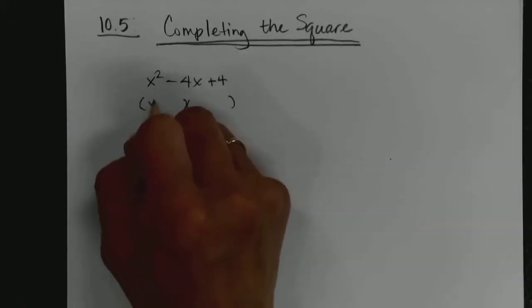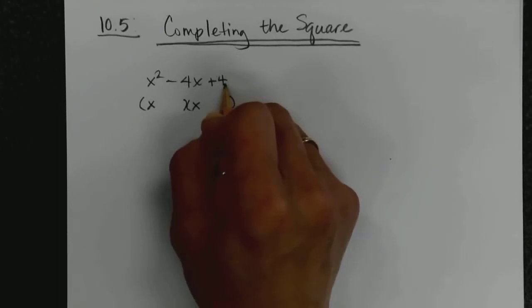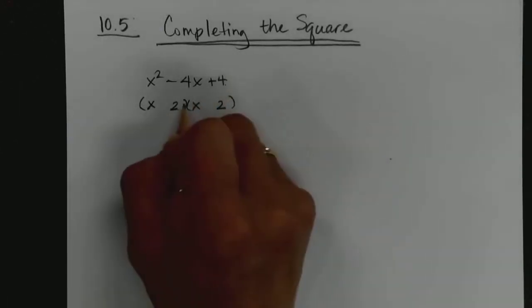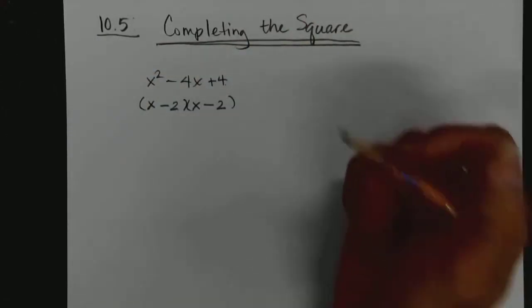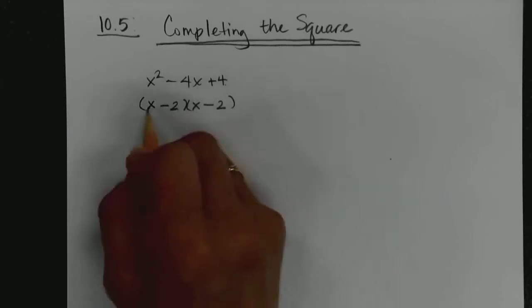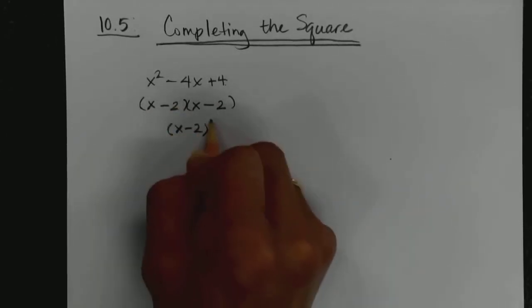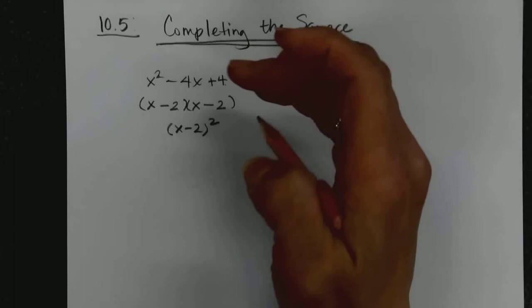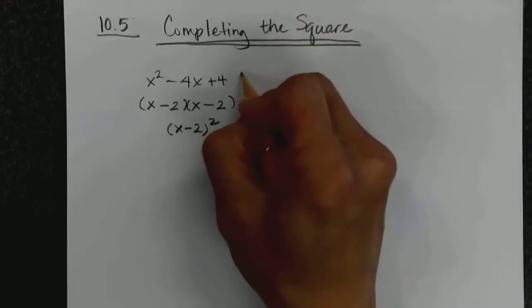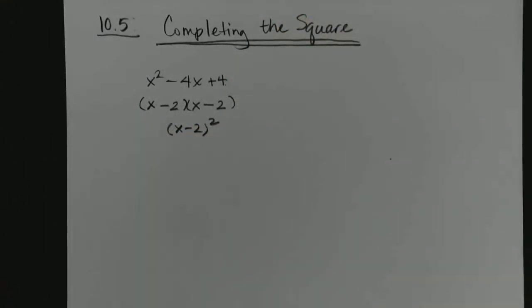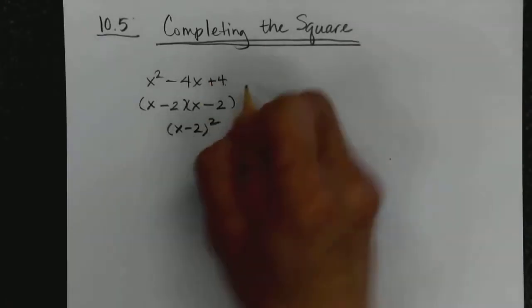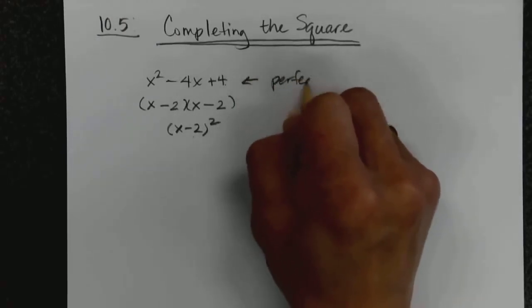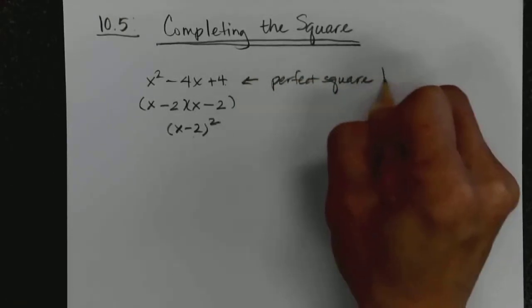So when I give you something like this and I factor it, x times x is x squared, and plus 4 will be 2 times 2, and they both have to be negative because I want them to add up to negative 4, right? So you're able to rewrite this as x minus 2 squared. The perfect square trinomial turns into a square because it's the same thing multiplied twice. So this right here is called a perfect square trinomial.